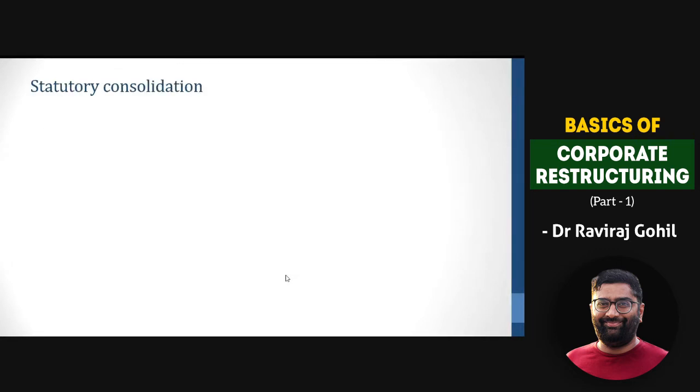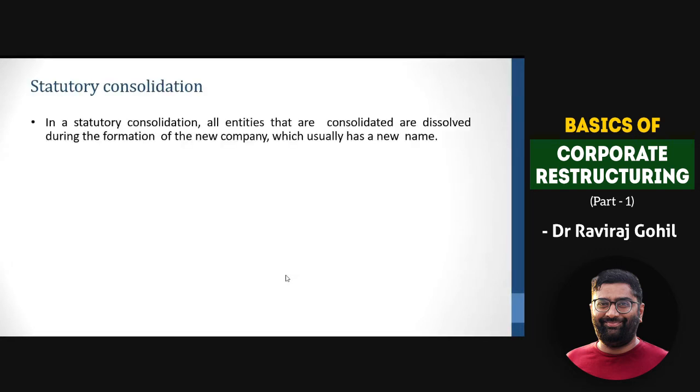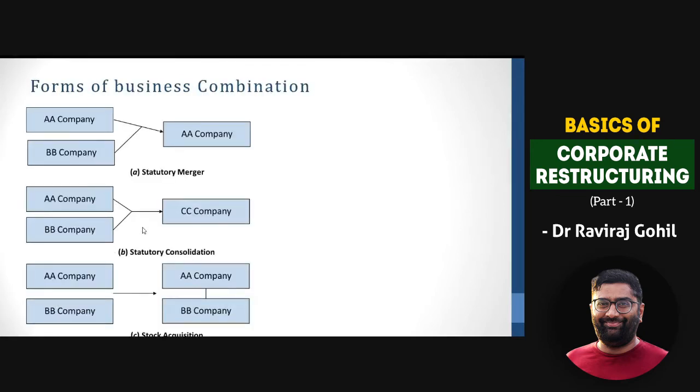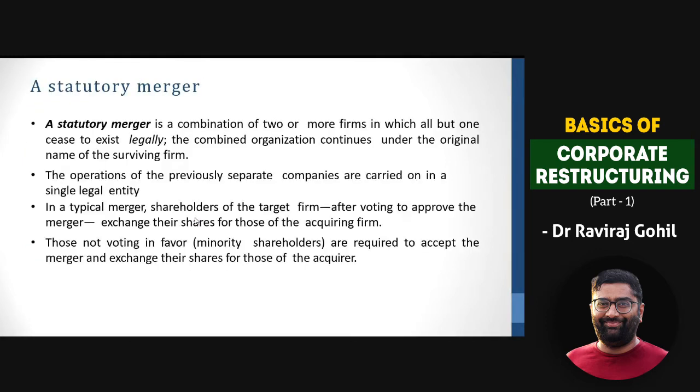Next is statutory consolidation. In a statutory consolidation, all entities that are consolidated are dissolved during the formation of a new company, which usually has a new name. So if we go back, I'm talking about scenario number B, where two entities were there, AA and BB. In the process of merger, both of them will be dissolved and they will lose their separate entity, and both will be combined and a new company will be created with a new name. So that's a statutory consolidation.